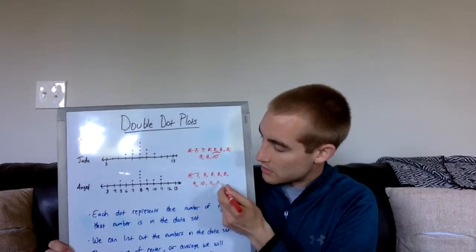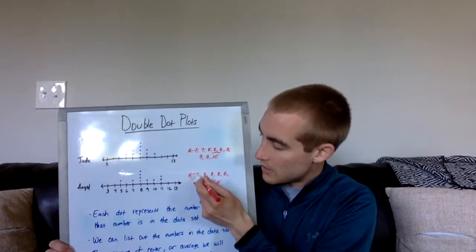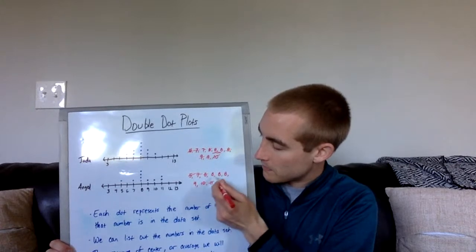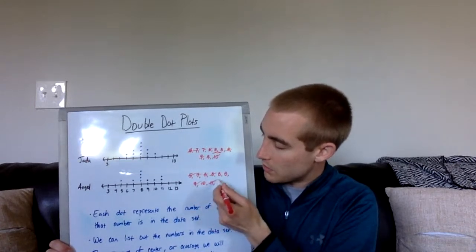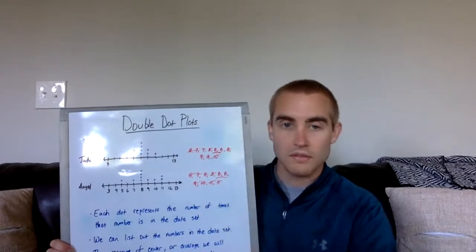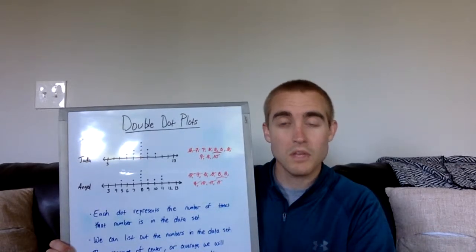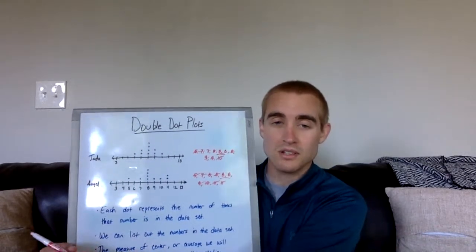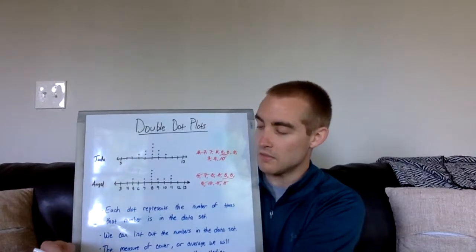If we start to cross off from the top to the bottom, notice that we have 2 numbers left. They are both 8 as well. So the median for Angel is also going to be 8.